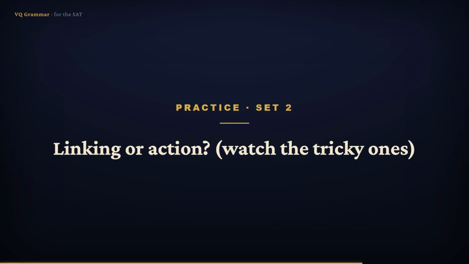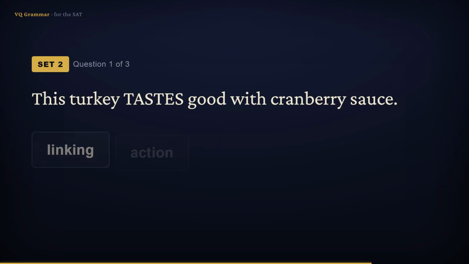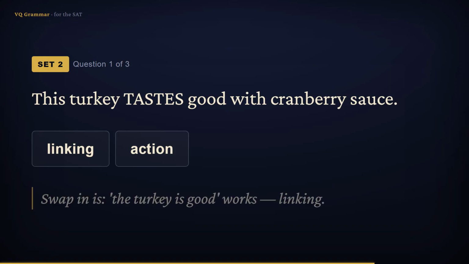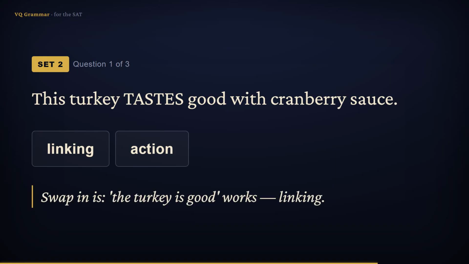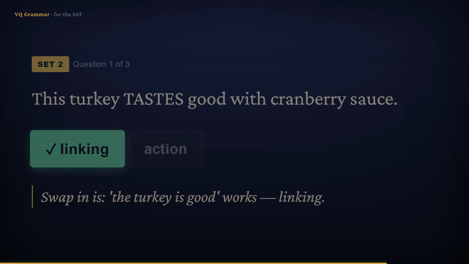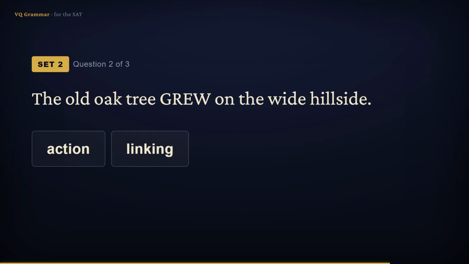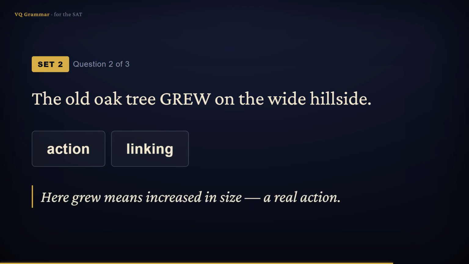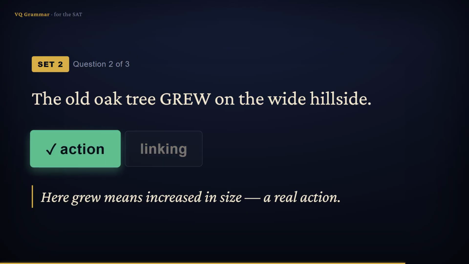Three more. Some verbs can go either way, so always run the be test. Pause and decide before I reveal each answer. This turkey tastes good with cranberry sauce. Swap in is. The turkey is good. That works perfectly. Tastes is linking the turkey to good, so the answer is linking. The old oak tree grew on the wide hillside. Try is. The tree is on the hillside. But grew here means it increased in size over time. That's a real action. So the answer is action.